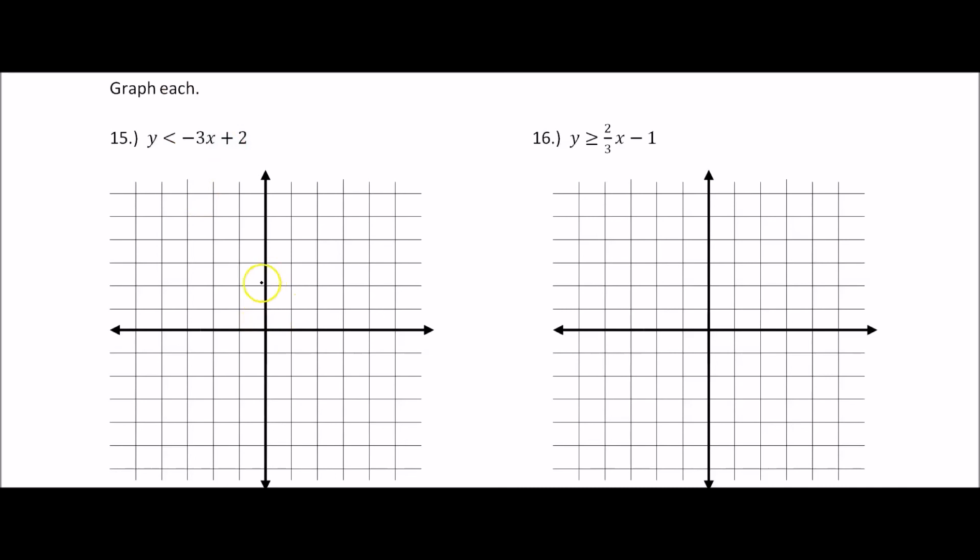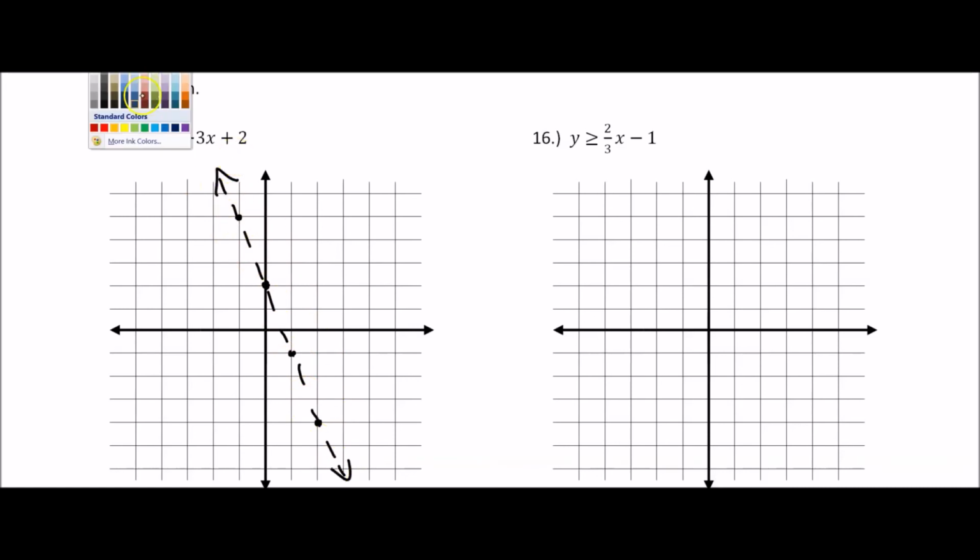So this one has a y-intercept of 2, so that's right here, and then a slope of -3, down 3 over 1, down 3 over 1. So the same that we've always done, but now, because instead of an equal sign here I have a less than, there's no equal to condition, so I just use a dotted line instead of the solid line.